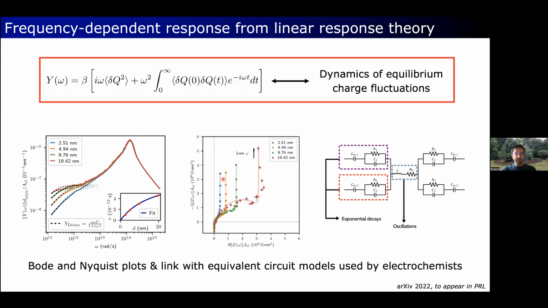So this relation can also be analyzed in the complex plane with a Nyquist plot. So here is the complex impedance in the complex plane for the various interelectrode distances. And what you see here as lines are models which correspond to the equivalent circuit models. And this allows also to make the link with the models used by electrochemists.